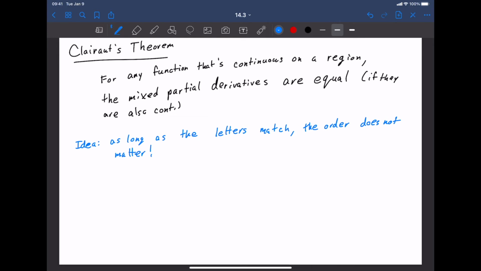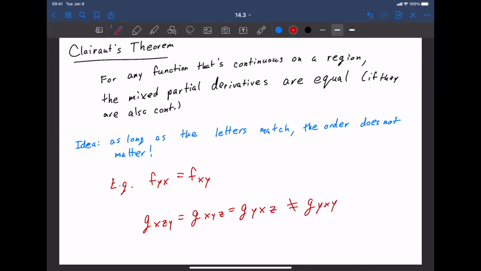For good measure, what am I saying? E.g., fyx is always going to be fxy. But even if we get more crazy stuff, like gxzy is the same as gxyz, is the same as gyxz, but it's not the same as gyxy. That's what I mean by the letters need to match.